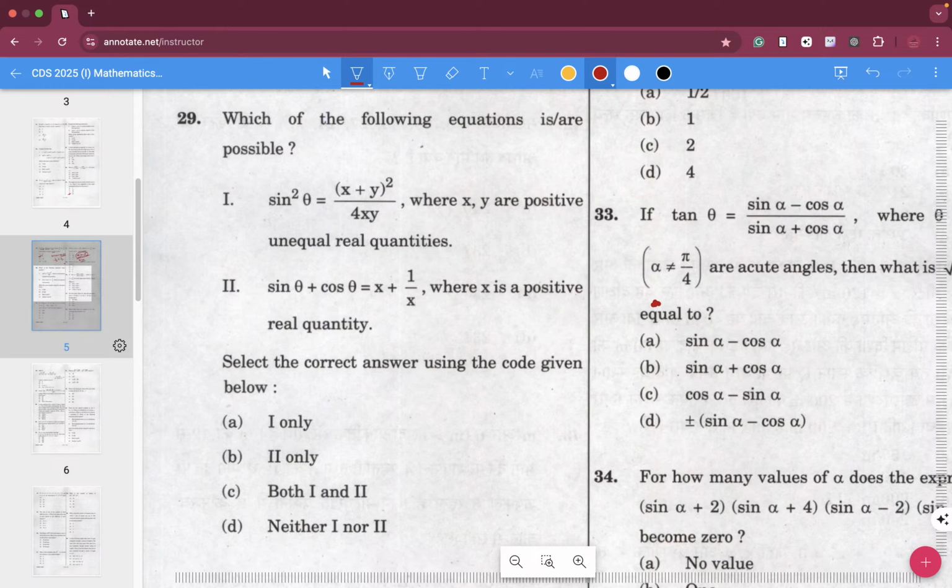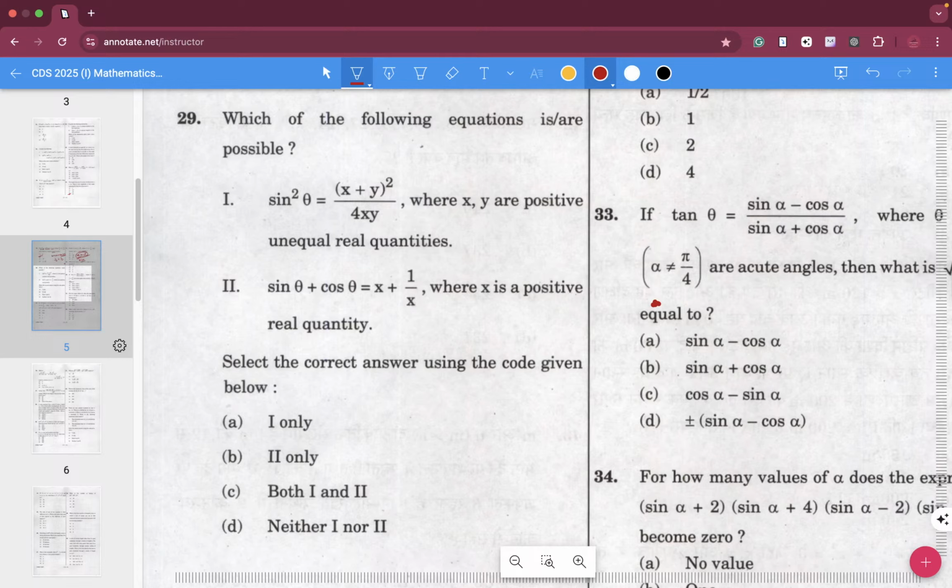Now question number 29, which of the following equations is or are possible? Sin square theta is equal to (x plus y) whole square divided by 4xy, whereas x, y are positive and unequal real quantities. And the second option they have said sin theta plus cos theta is equal to x plus 1 by x, where x is a positive real quantity, right?